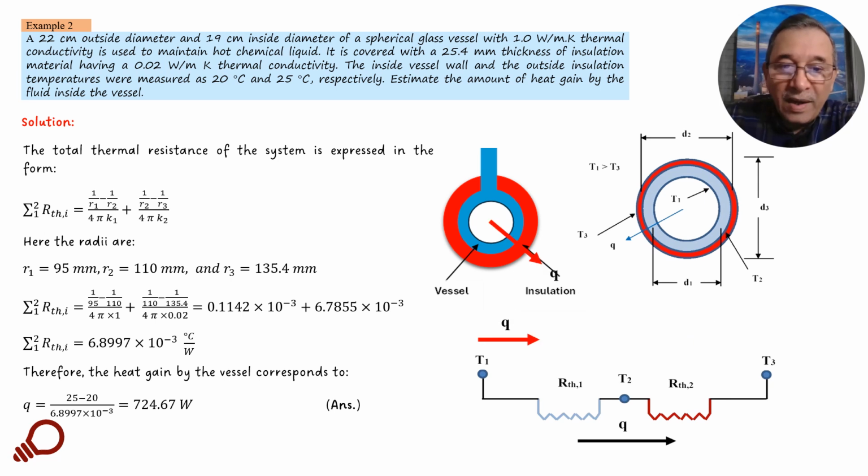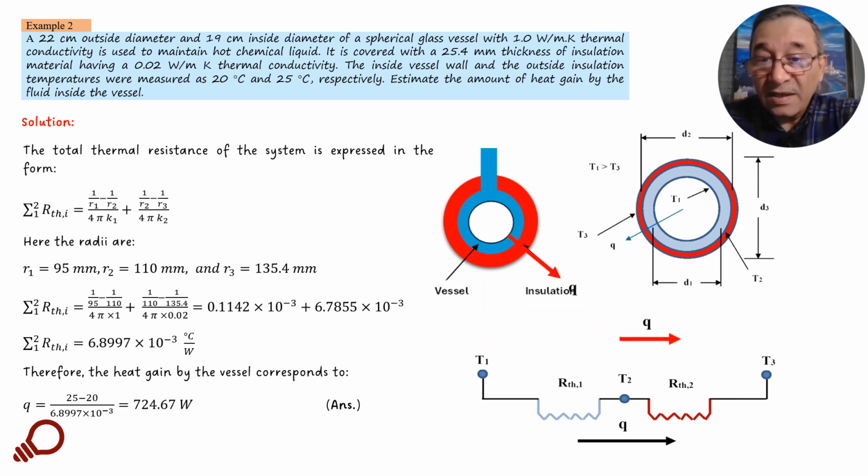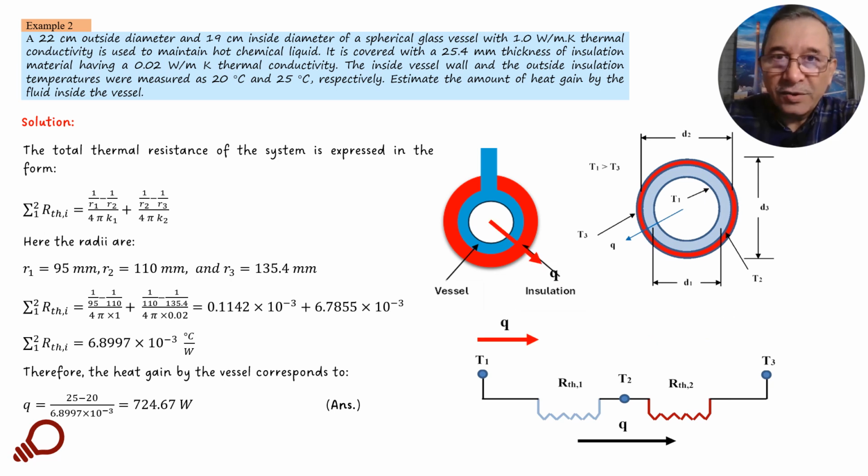And we may calculate the heat gain to be overall temperature difference divided by the summation of these two resistances in series. Then we will get 724.67 watt, which is the amount of heat gained by the fluid which is kept inside the vessel.